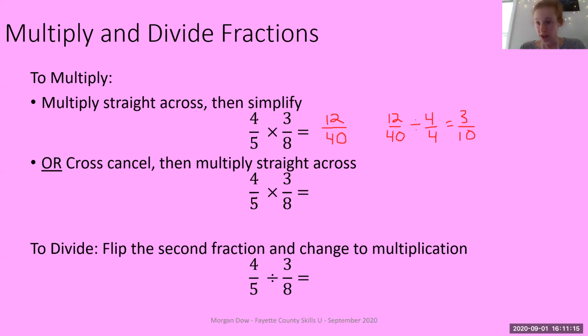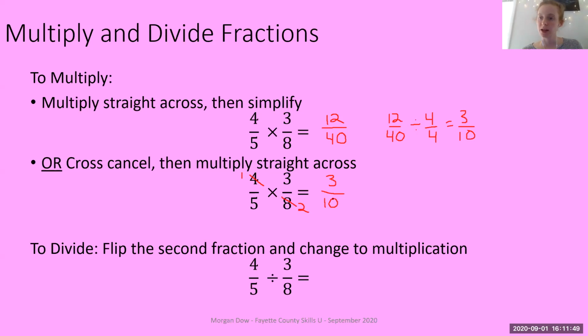What about 4 and 8? 4 and 8 have a greatest common factor of 4, right? 4 will go evenly into both of those numbers. So I'm going to simplify those two numbers. 4 divided by 4 will become 1, and 8 divided by 4 will become 2. So I just cross-canceled, and now I'm ready to multiply straight across. So 1 times 3 is 3, and 5 times 2 is 10.